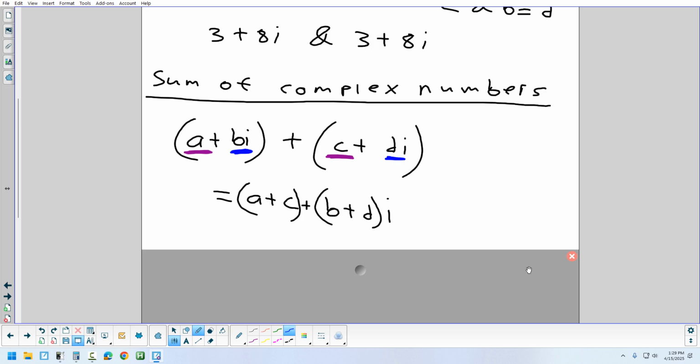How do I know the B and the D are imaginary? There's an i next to them. That makes them both imaginary numbers. So I can add the B and the D, but you've got to keep the i next to it so we remember that it's imaginary.